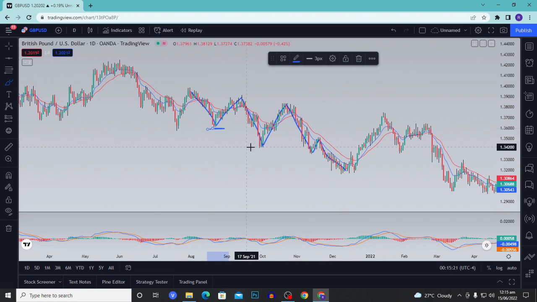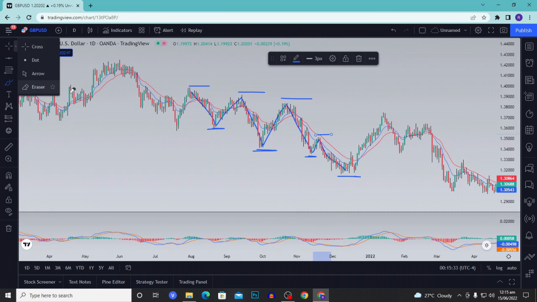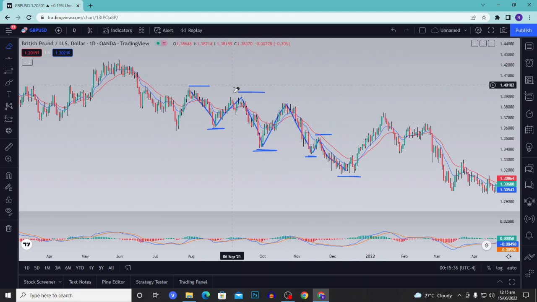As you can see, price keeps on forming lower lows and lower highs. So we already know we're looking for a sell.